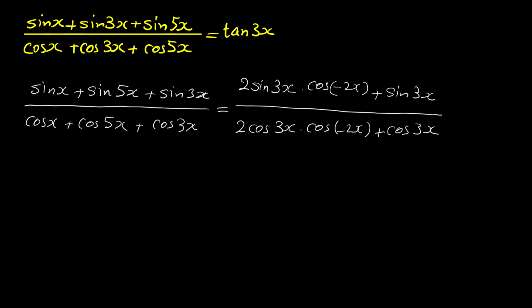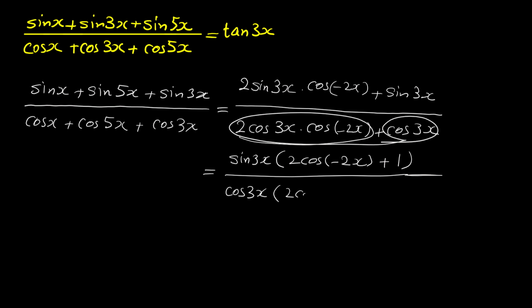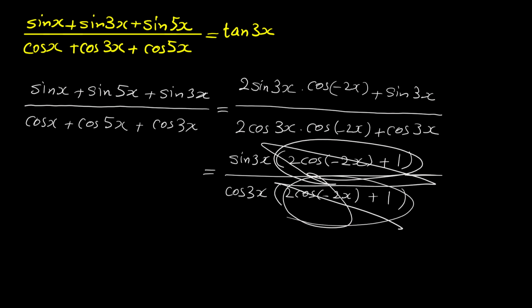Now if you pay attention, in the numerator of this fraction, we can factor sine of 3x. And then we have 2 cosine of negative 2x plus 1. And in the denominator, if we factor cosine of 3x from this term and this term, then we have 2 cosine of negative 2x plus 1. Now look at the brackets. You can see that this bracket here is exactly the same as this bracket. So this cancels with this.